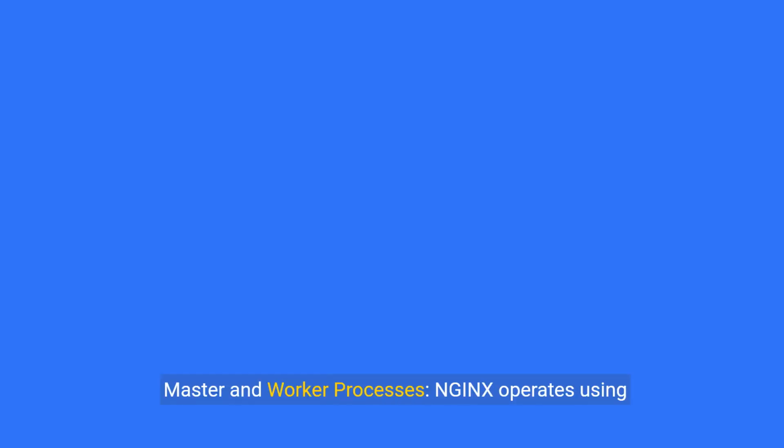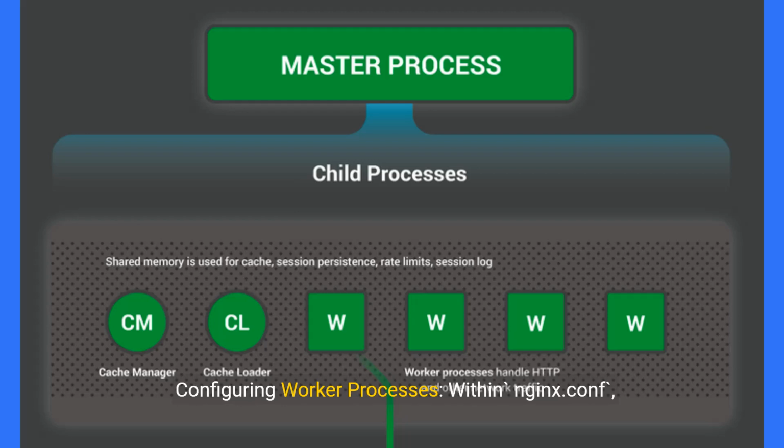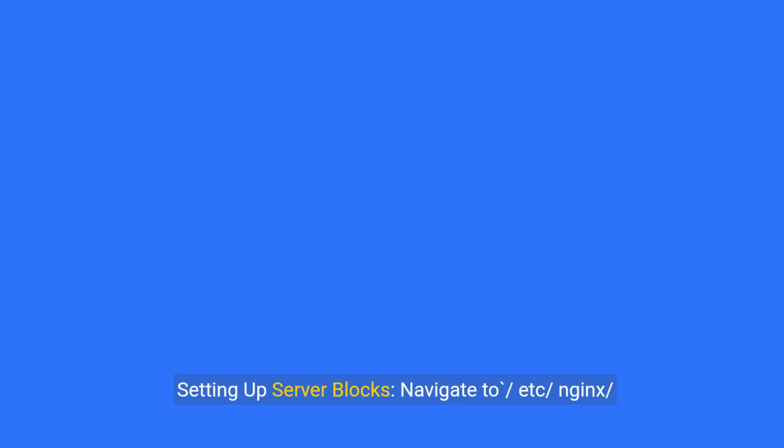Master and worker processes. nginx operates using a master process for configuration management and worker processes for handling client requests. This separation enhances performance and reliability. Configuring worker processes. Within nginx.conf, the worker_processes directive allows you to specify the number of worker processes, optimizing nginx for your server's hardware.